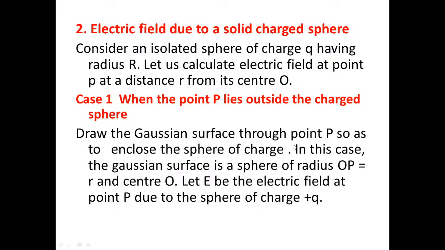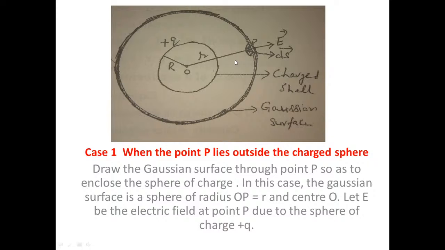Draw the Gaussian surface to the point P so as to enclose the sphere of charge. In this case, the Gaussian surface is a surface of radius OP equal to r, this small r, and center O. This is the center, concentric. Let E be the electric field at point P. Here this is any point P which is lying outside the sphere of charge.